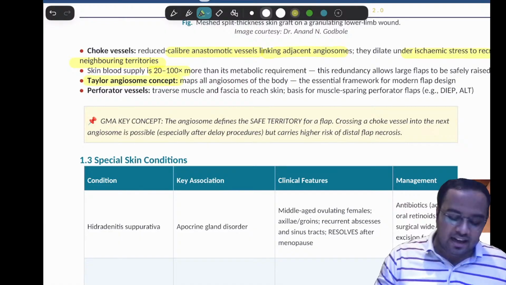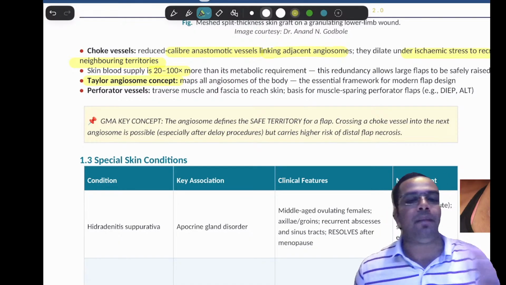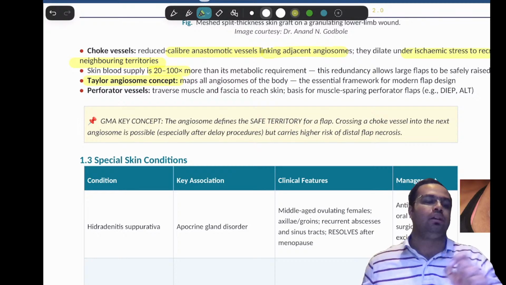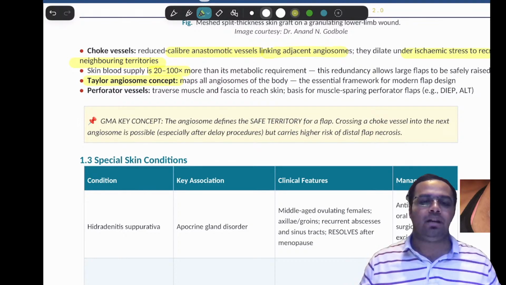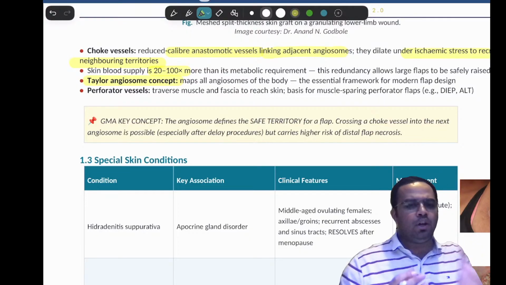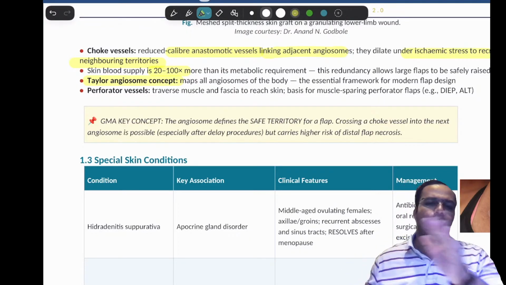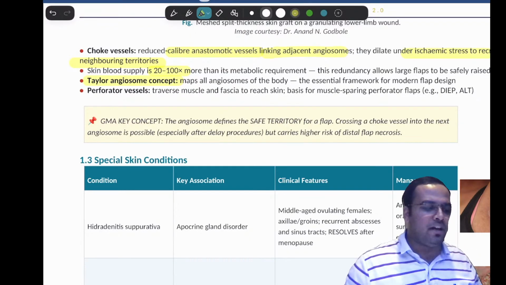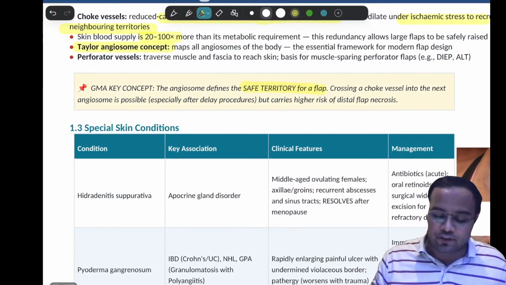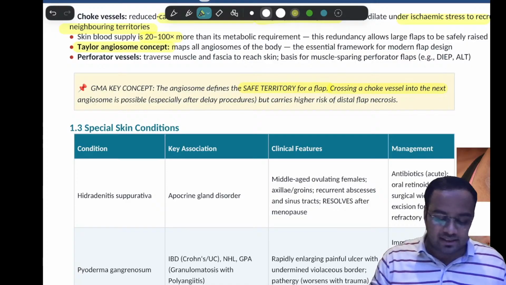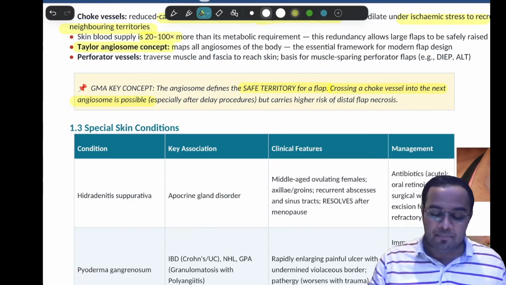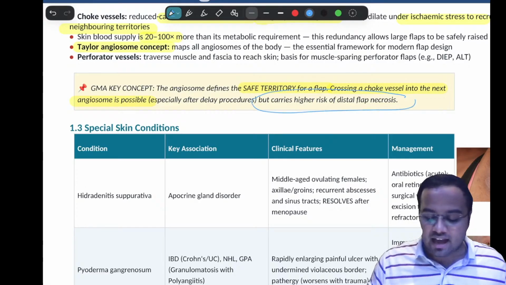And what is the Taylor angiosome concept? We know that there are dermatomes. In a similar way, Taylor was a surgeon who described that the whole body can be divided into different angiosomes. We are going to talk about them in the plastic surgery chapter. We don't want to go into depth right now. Whenever we talk about flaps and grafts at the last moment, we are going to talk about it. What is important is that angiosomes define a safe territory for a flap, and crossing a choke vessel into the next angiosome is possible, and that is the reason you pick up the myocutaneous flap. And always remember, it always carries a high risk of necrosis.